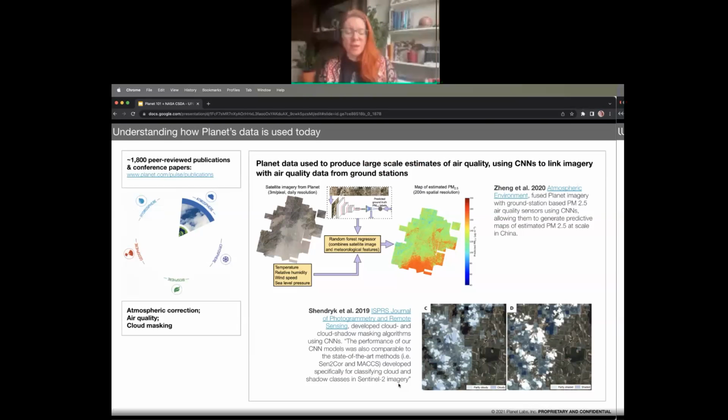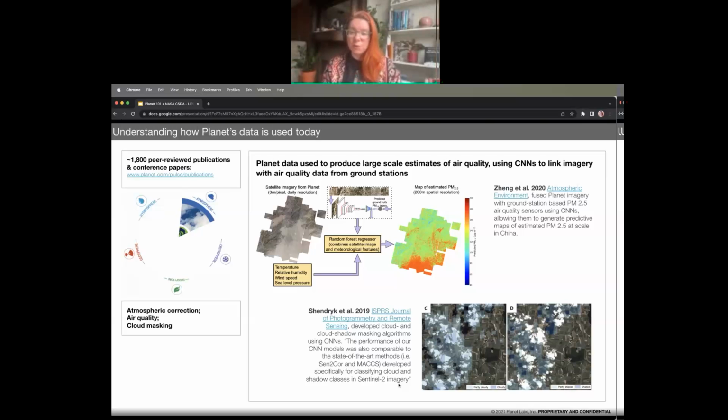We're also seeing an uptake in folks using our data for atmospheric studies, which has been really interesting to see because we don't have any bands that are really specifically geared toward doing atmospheric science. But thanks to things like machine learning, we're seeing an uptake in using machine learning to combine PlanetScope imagery with air quality monitoring stations on the ground to get an idea of essentially, if something looks this hazy from orbit, what is the corresponding PM 2.5 level.